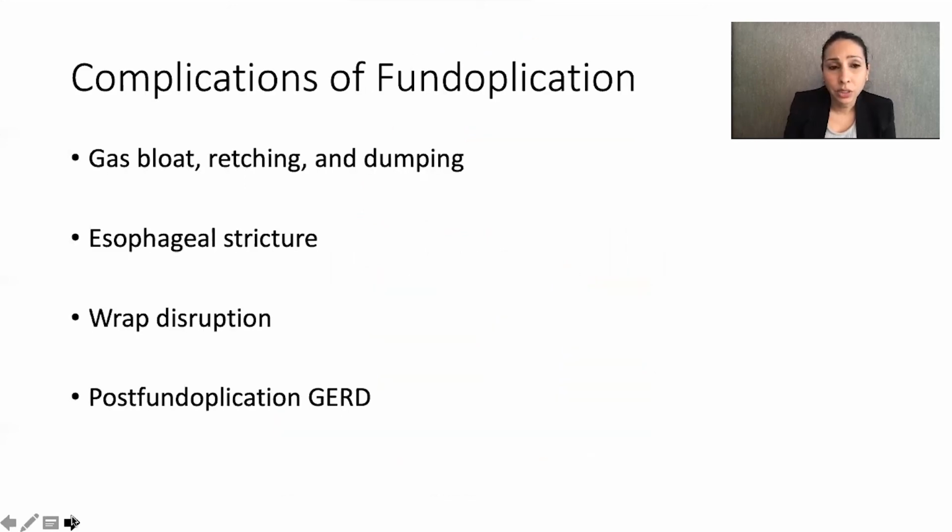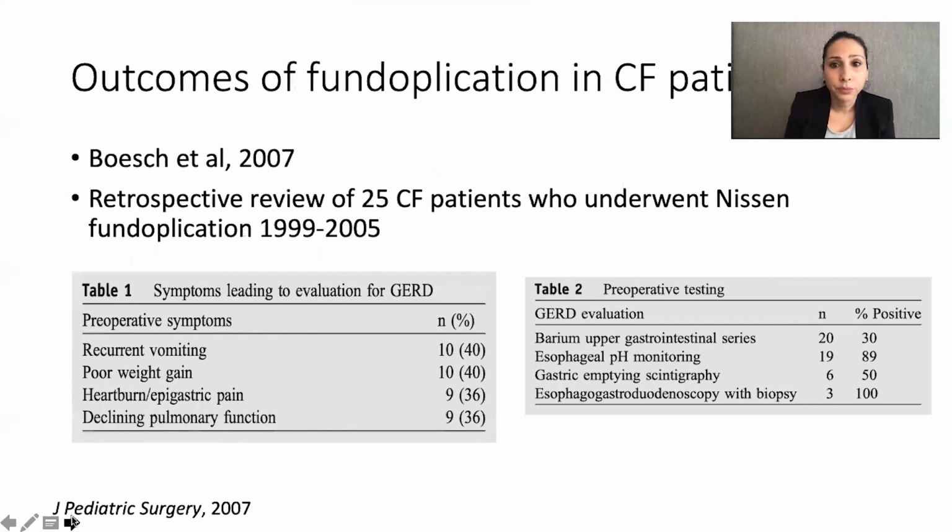Complications of fundoplication include more immediate complications such as gas bloat, retching, and even dumping syndrome, and then esophageal strictures, wrap disruptions, and post-fundoplication GERD, which are more chronic complications. Two major studies have looked at outcomes of fundoplication in patients with CF. One, done by Bosch et al. in 2007, was a retrospective review of 25 CF patients who underwent a Nissen fundoplication over a 6-year period.